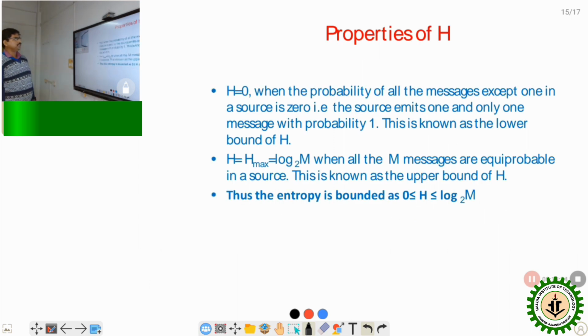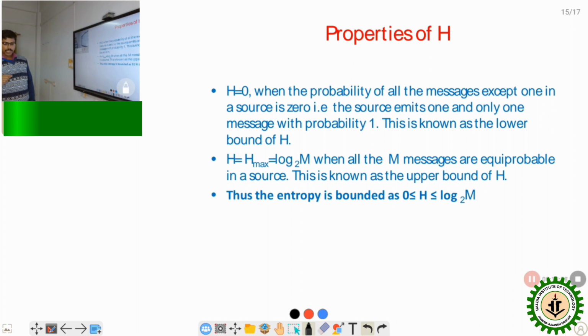Now what are the properties of H? H will be equal to 0 when the probability of all messages except one is 0, that is, the source emits one and only one message. Suppose a source emits only one message, that means the probability will be 1, so the entropy value will be 0. That is its lower bound.